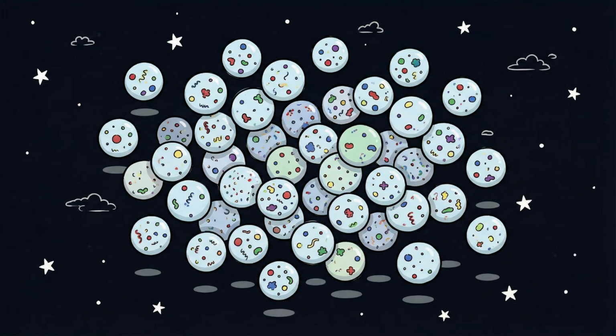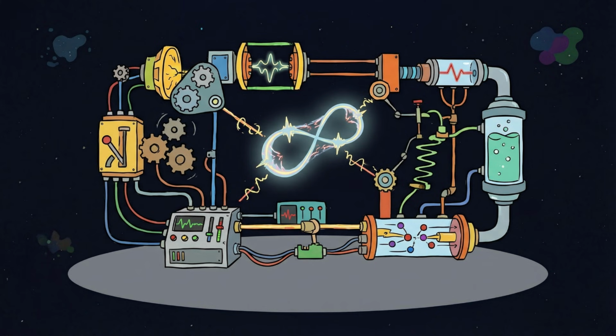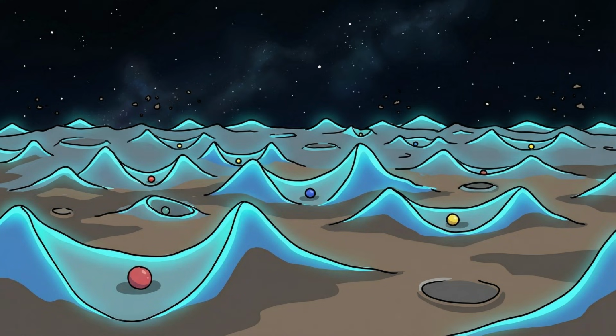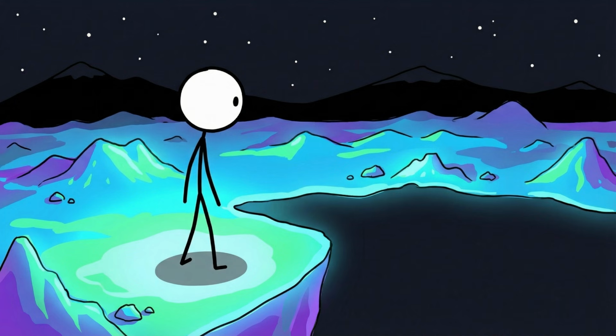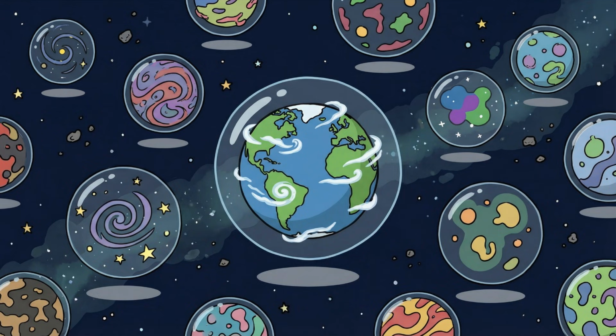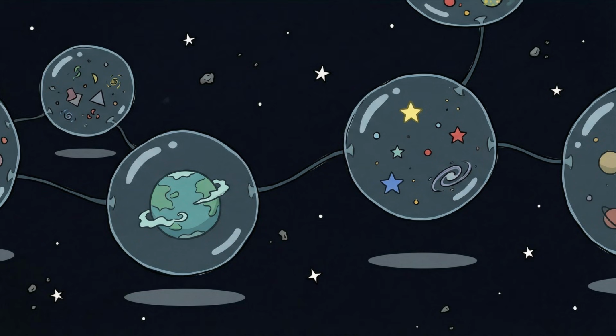String theory doesn't automatically give you one unique universe. It produces an enormous number of mathematically allowed solutions because there are so many ways the extra dimensions can be curled. This is often called the string landscape. And once you have a landscape, a question naturally appears. If the theory allows an immense number of possible physics settings, why do we see this specific universe with these specific laws? This is also where the multiverse idea gets pulled into the conversation.